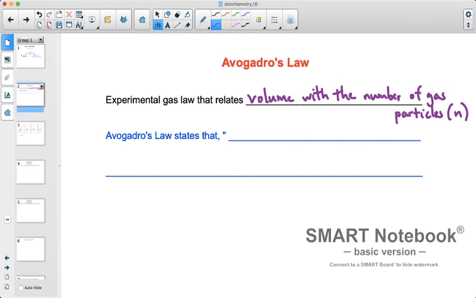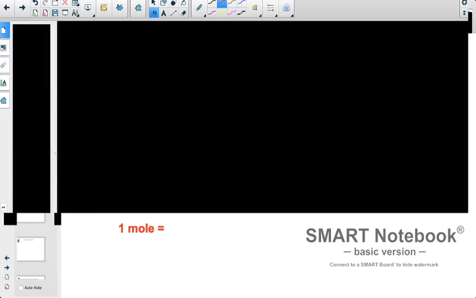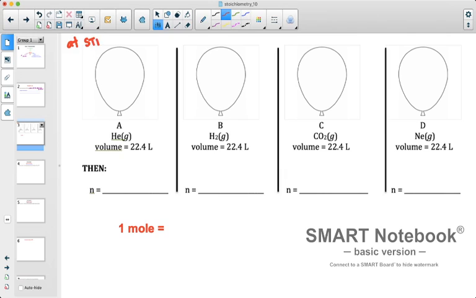Now, to understand how we got to this point and how we get to our definition of a mole, we need to look first at his experiment. His experiment included filling containers, and in our case it's going to be balloons, with different gases. Each of these containers is at the same temperature and the same pressure, so we're going to say that they're at STP. He decided to fill each of these balloons to the same volume. So you'll notice that each of the balloons, whether it's A, B, C, or D, has a volume of 22.4 liters.